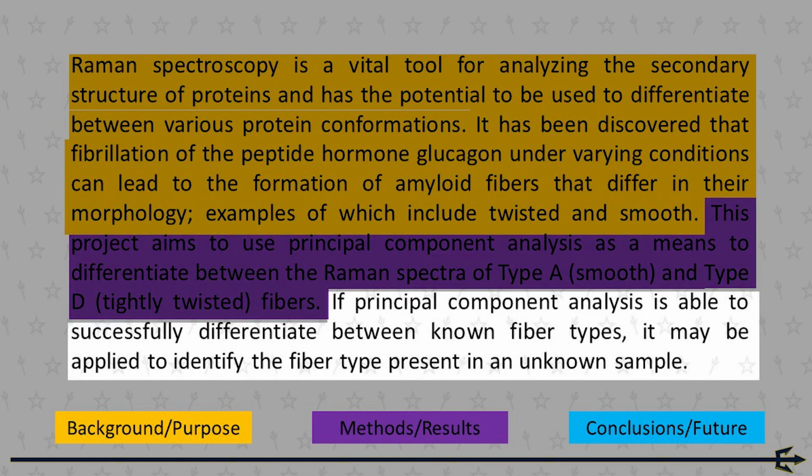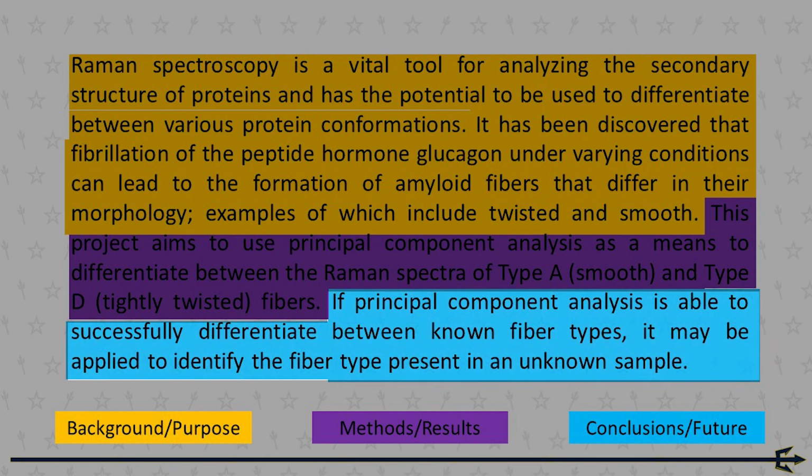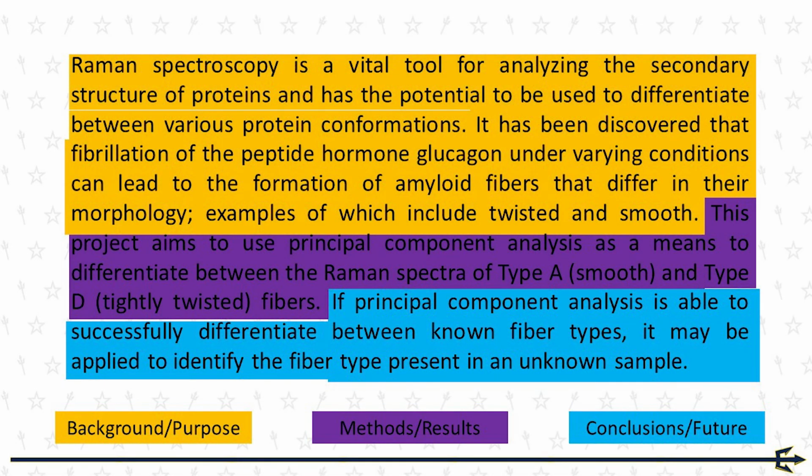If principal component analysis is able to successfully differentiate between known fiber types, it may be applied to identify the fiber type present in an unknown sample. Lastly, this sentence explains why the work is important. We could potentially use this technique to identify unknown samples and understand what fiber types are present. This is a conclusions and future work sentence.